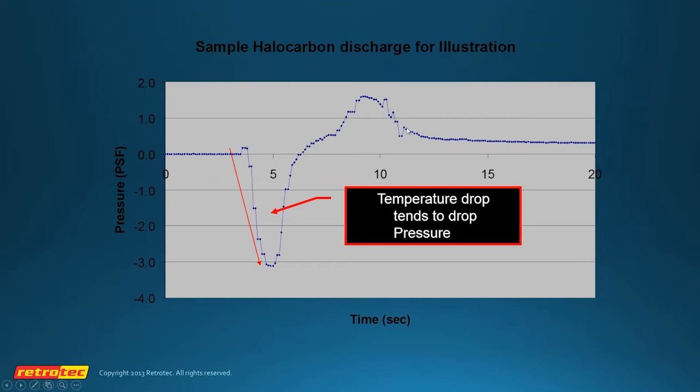I've concluded that the positive pressure spike is caused as much by the nitrogen blowdown as anything else. Once most of the halocarbon is blown out of the tank, there's a head of nitrogen that proceeds after that, and it's kind of like a mini inert agent discharge, if you will, and that does cause a slight positive pressure spike at the end.